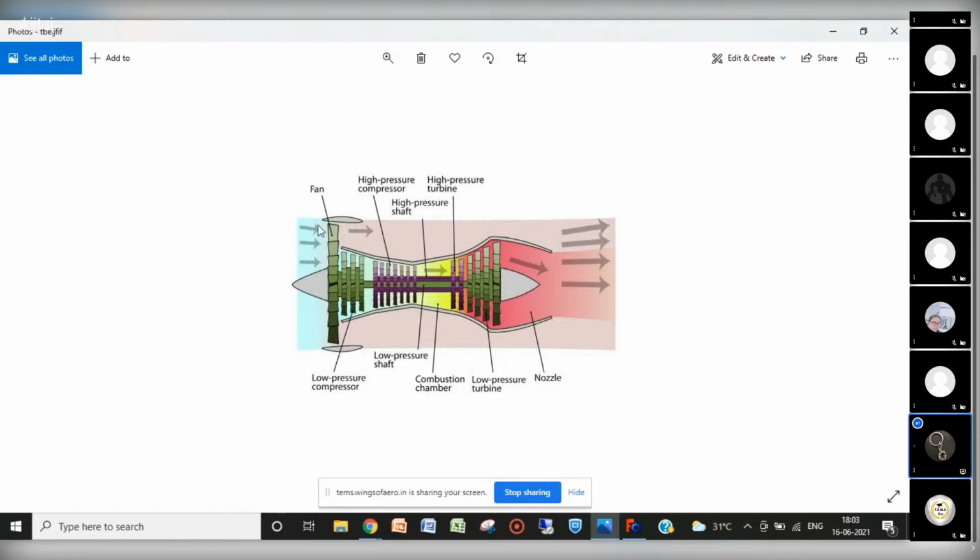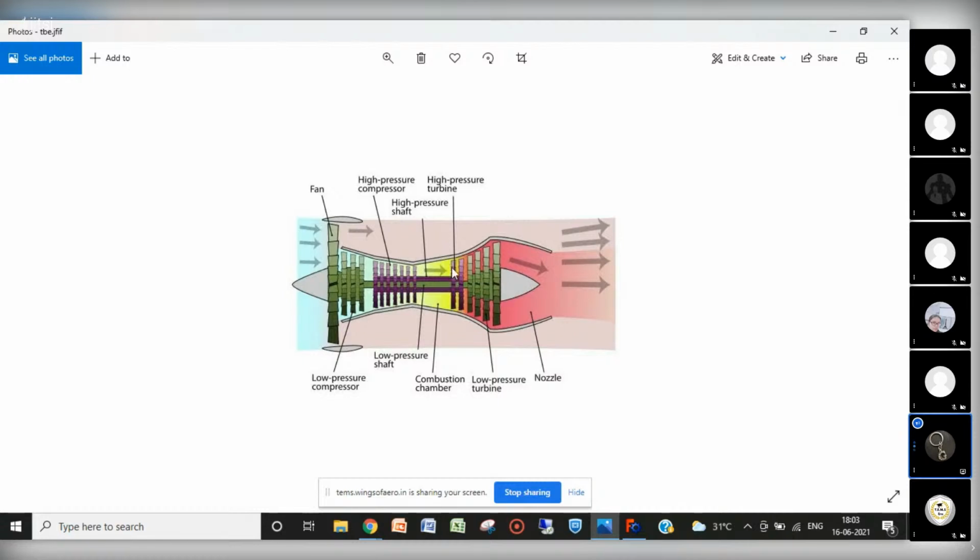That propeller will suck the air from the atmosphere and direct it into the engine. After this, we have a low pressure compressor, which will compress that incoming air and pass it on to the high pressure compressor. Here the pressure is increased and the air is compressed much more. Due to compression at high pressure, the temperature of the air is raised. In the combustion chamber, fuel injectors are there, and fuel is burned with the mixing of air after the high pressure compression.